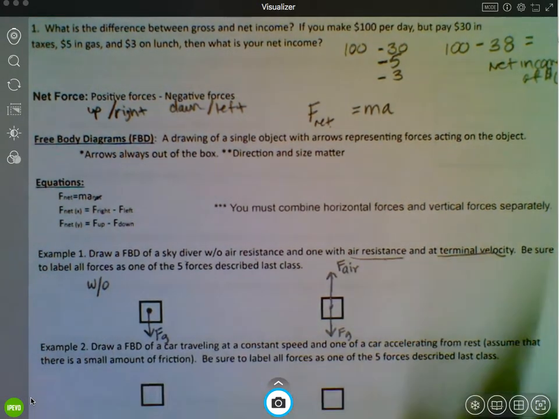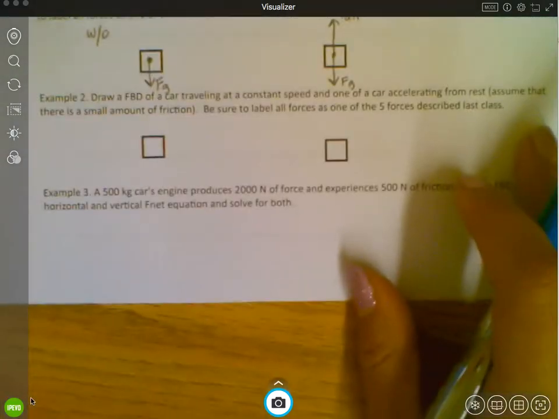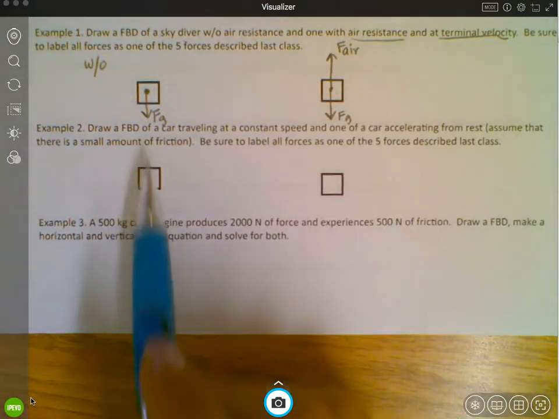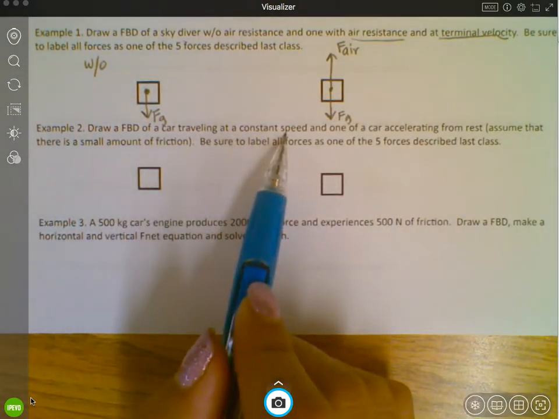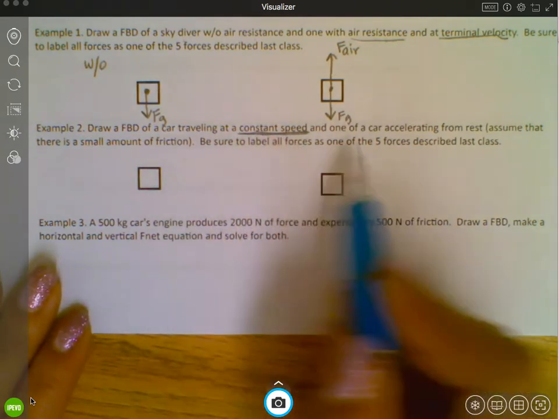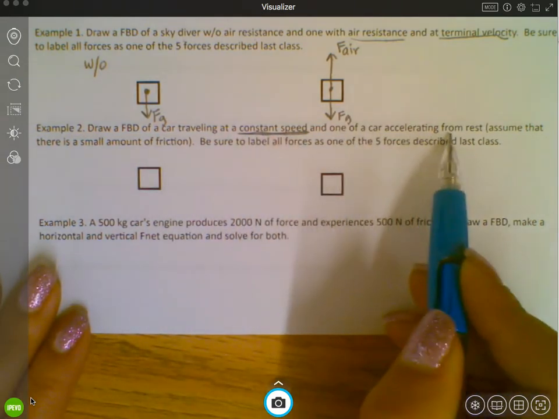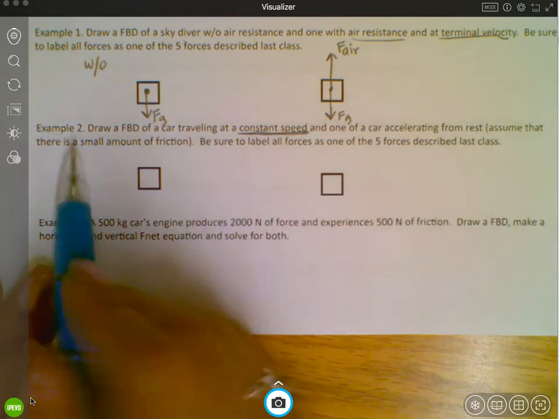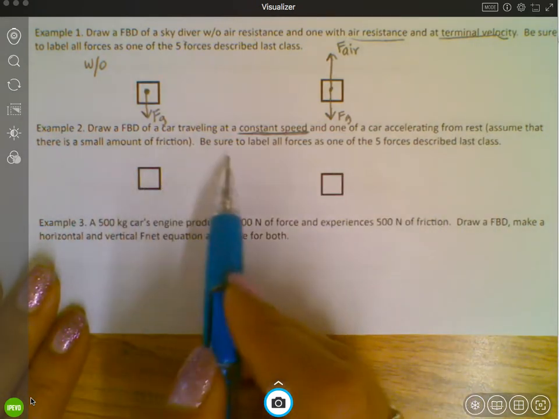All right, number 2. Draw a free body diagram of a car traveling at a constant speed, so that's key. That means that the forces are all balanced because there's no acceleration. And one of a car accelerating from rest, assuming that there is a small amount of friction. Be sure to label all forces.